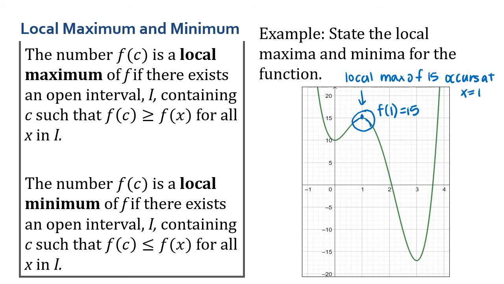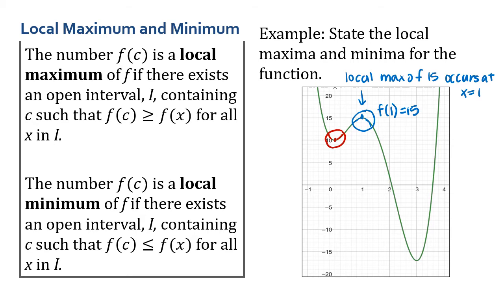For a local minimum, the number f of c is a local minimum of f if there exists an open interval I containing c such that f of c is less than or equal to f of x for all x in I. So again, if we're looking at this graph, if I draw a little neighborhood around right here where y is 10 and x is 0, this would be considered a local minimum because all the values on the left and the right side of it are above it. And that's the big key thing for local mins and maxes: you have to have values on either side, so there can't be the endpoints of a function.